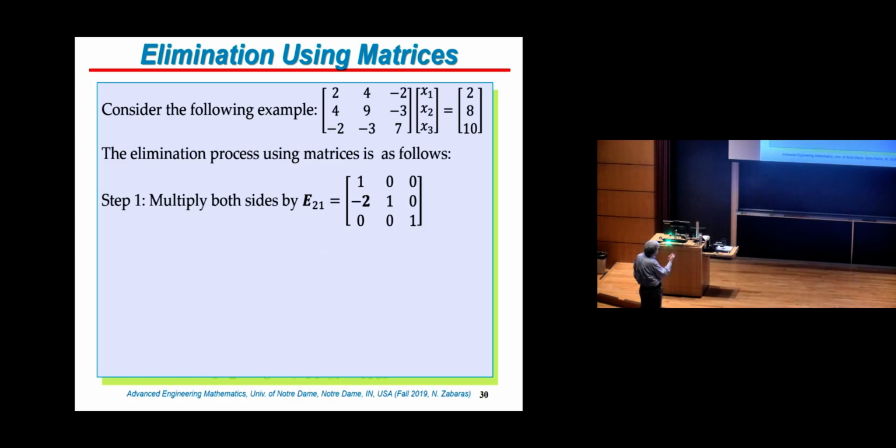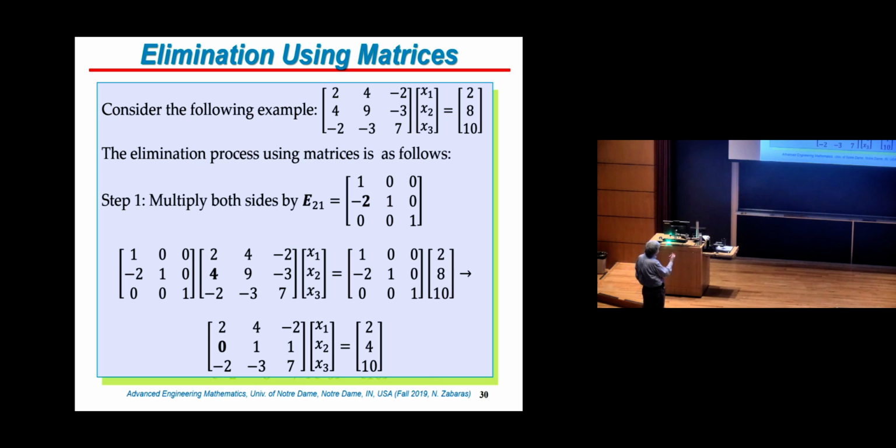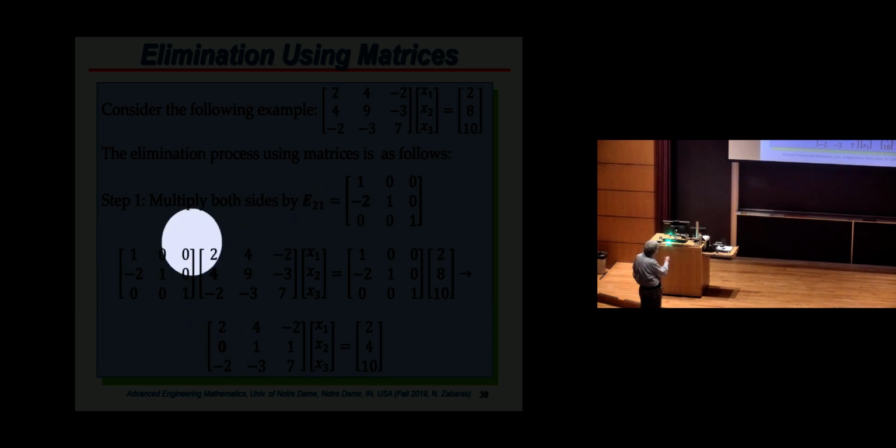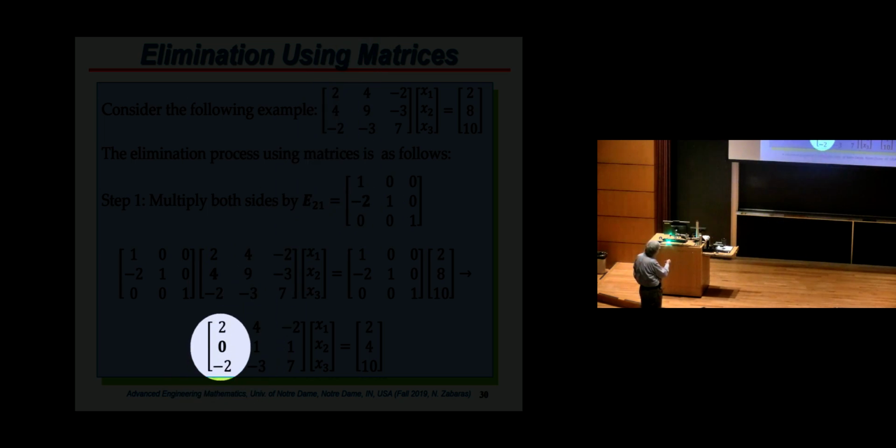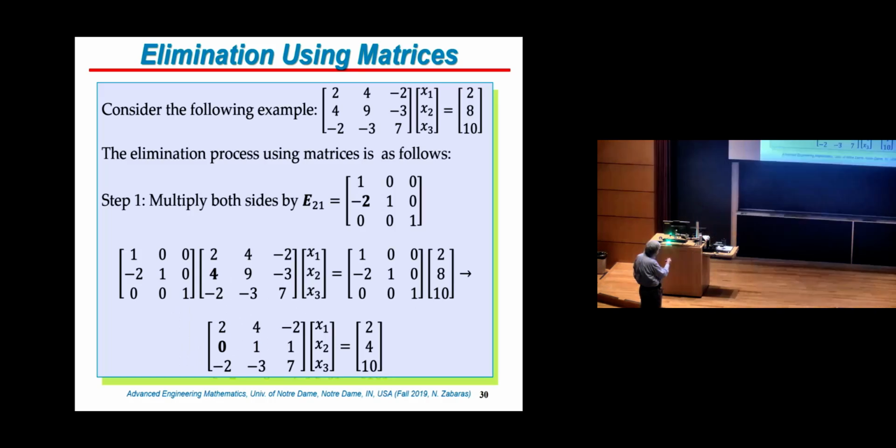The multiplier is 2, so we're going to put a -2 there. So E21 is like that. And so we multiply with E21, and we get rid of the 4. And you notice there, I get a 0, right? That's what elimination does. When you multiply with this E21, you will basically get rid of that element 4 below the pivot number 2, and we get a 0 there, okay?